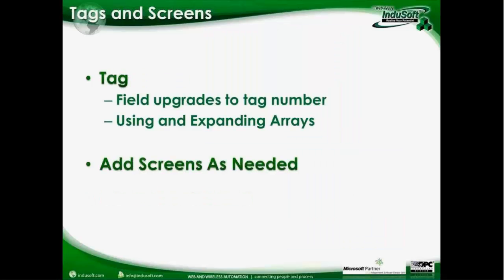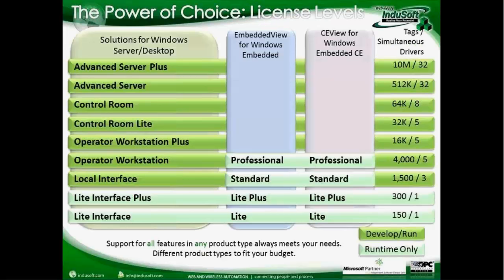Tag counts and tag numbers. Let's talk a bit about what we have in a product licensing offering. The starting level development system is a 1500 tag with 3 drivers, and we go up from there all the way up to 10 million tags. And you can also get runtimes that are available at the 300 tag count and the 150 tag count. And then these are the simultaneous drivers that we support.